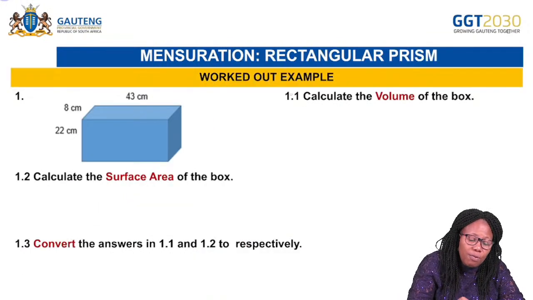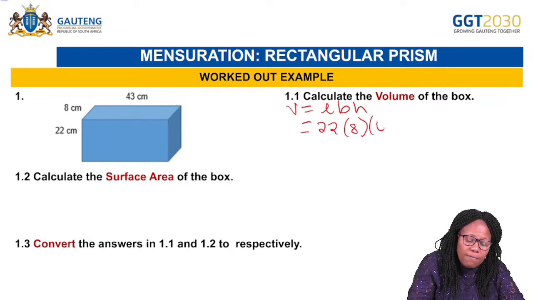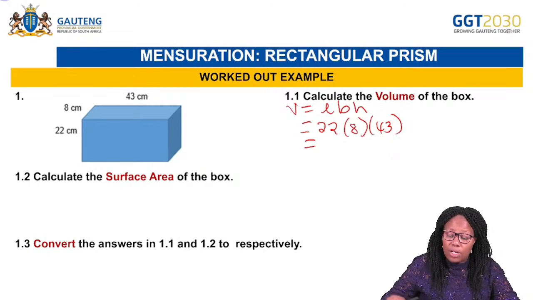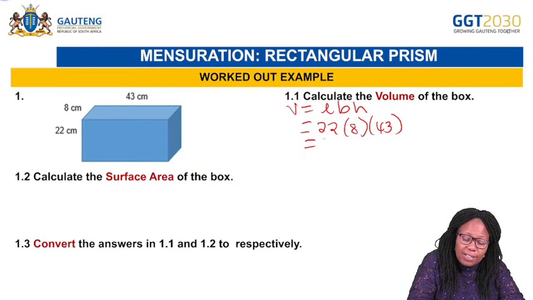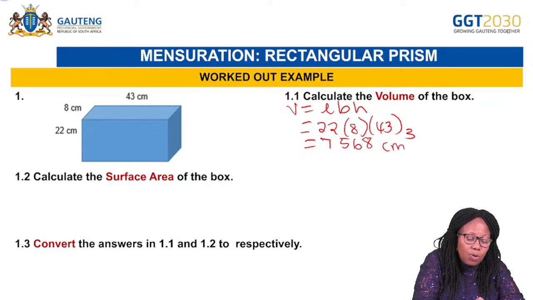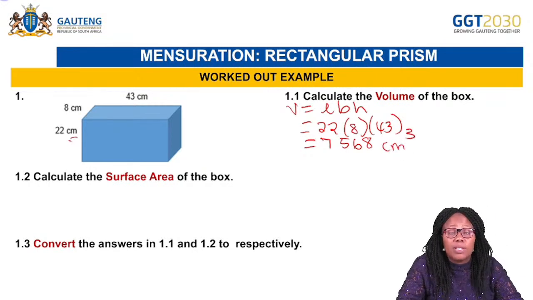If you look at the volume of a box, remember we have indicated that it will be L times B times H, right? What is the length? 22. Substitute breadth 8, and then we have 43. And then if you multiply them out, grade 12, I hope you also have your calculator with you. This will give us 7,568 cubic centimeters, because our dimensions are in centimeters. I hope we are still together, grade 12.